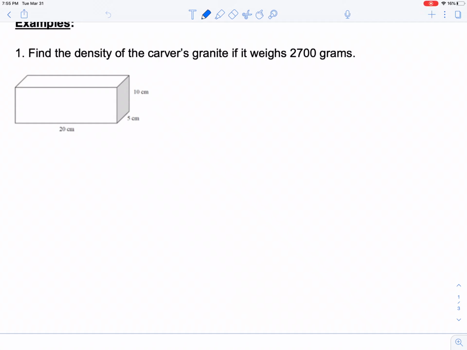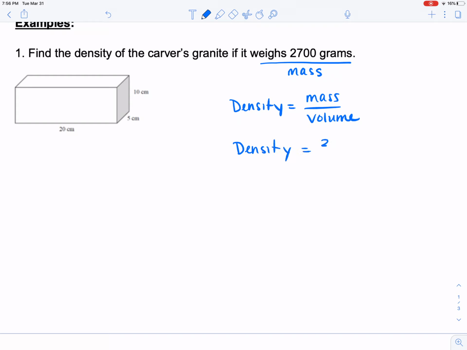Okay, so make sure you've read and understood what came before this. Here's our first example with finding the density of this granite. It gives us that it weighs 2,700 grams. This is the mass. And then you need to understand that density is equal to mass over volume. So they gave us the mass, it gave us the dimensions of the rectangular prism and is asking for the density. So for mass, we could plug in the 2,700.